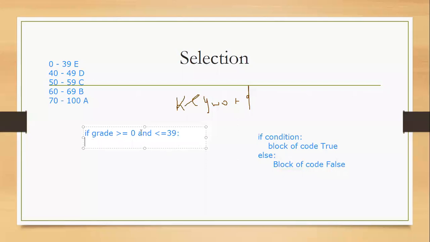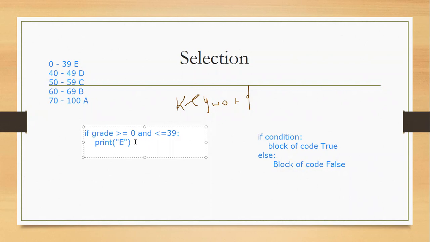What will I do if that happens? 1, 2, 3. I will print E. That student, no, that is an E. Yeah, so this student will get an E if you get between 0 and 39. But I didn't get that. So because I didn't get that, another condition needs to be checked.